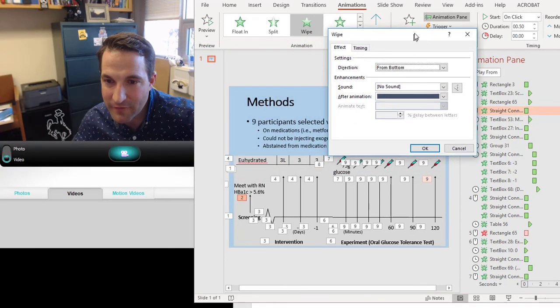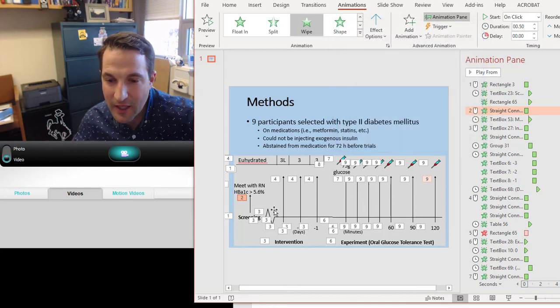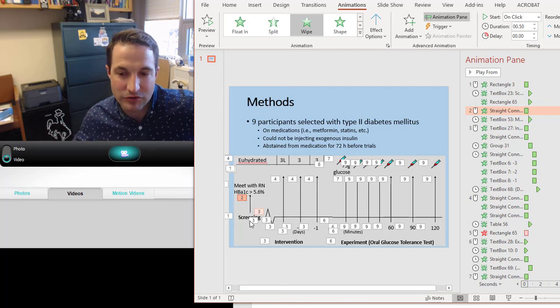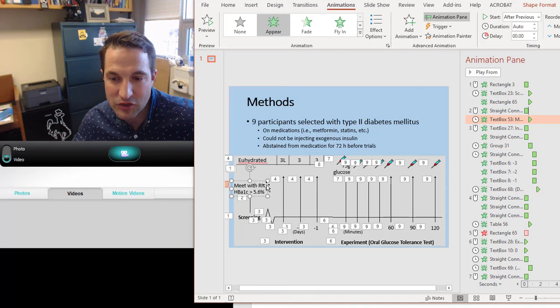Once we pull up our effect options, that tells us what direction this wants to come in: from the bottom, from the left, from the right, or from the top. We had this one from the bottom up to the top because that shows us the direction. During the screening, they did this. Then we saw that our meet with our RN actually changed after.